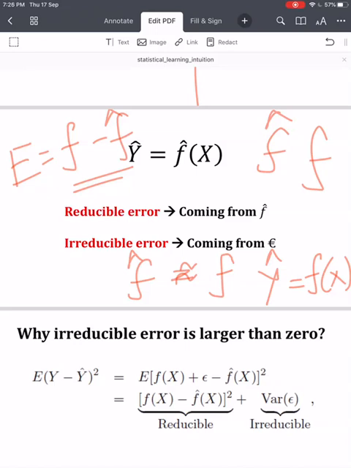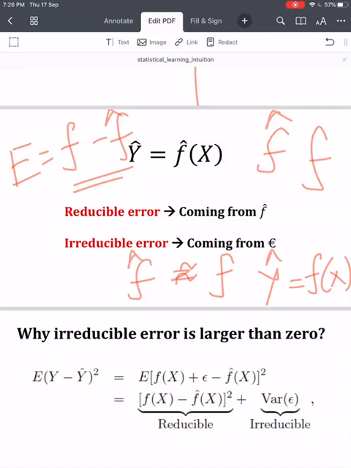So the variability associated with this epsilon, or this random error factor, also affects the accuracy of our final prediction, that is y cap. This is known as irreducible error, because no matter how well we estimate f, we cannot reduce the error introduced by this epsilon. So there are two error terms. One is reducible error, which comes from the estimation of f cap. The other comes from this unmeasurable random error factor, which is called irreducible error.